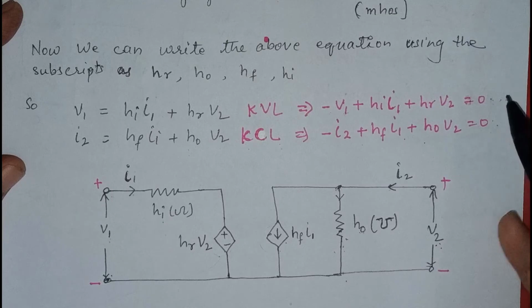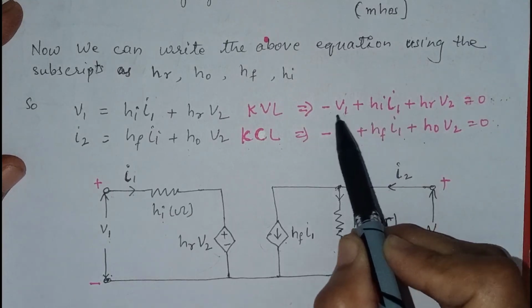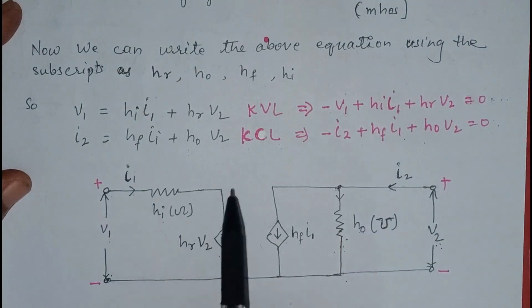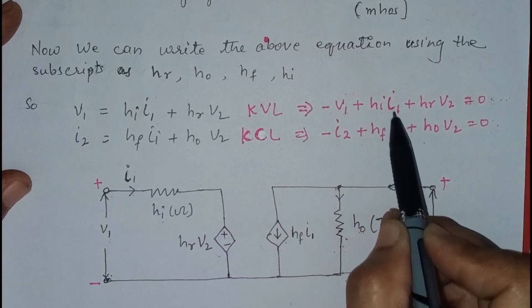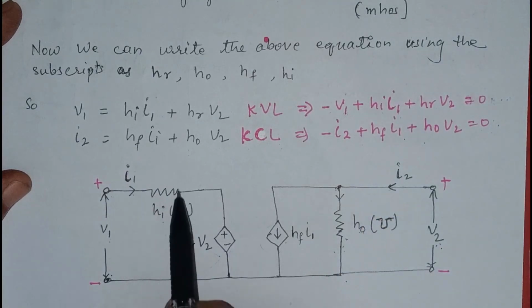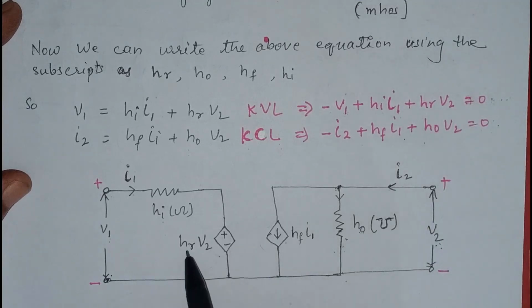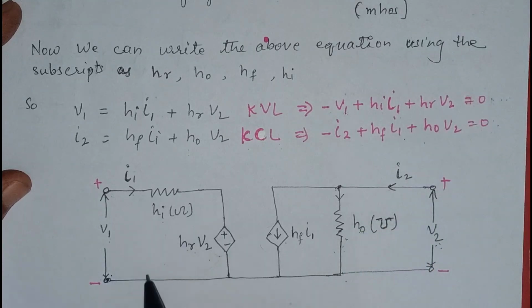Using this equation, first we will draw the left side of the circuit. As there is a voltage V1, and the current is flowing in this circuit in this direction and going into the negative terminal, so it is minus V1. Then HI I1, this is the voltage drop here, and this is the current source, HR V2. So the loop completes here. So according to this equation, this is the circuit.